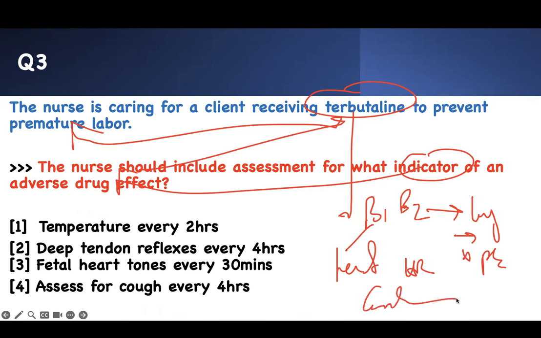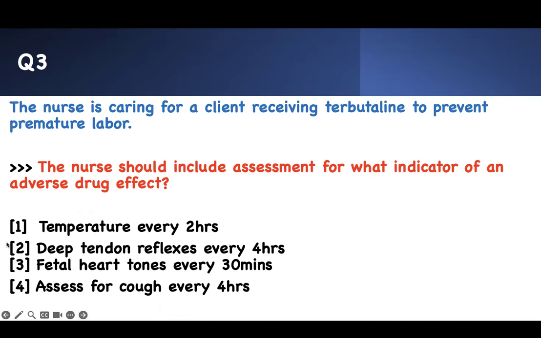When you see a beta agonist, that's what you want to worry about. Another thing you should worry about is electrolytes. So every time you see beta agonists, those are the things you have to worry about. Now, let's look at the answer choices that are wrong. Temperature every 2 hours. Of course, we're going to check your temperature, but it's unrelated to terbutaline unless we give you a really, really high dose. So this is wrong.